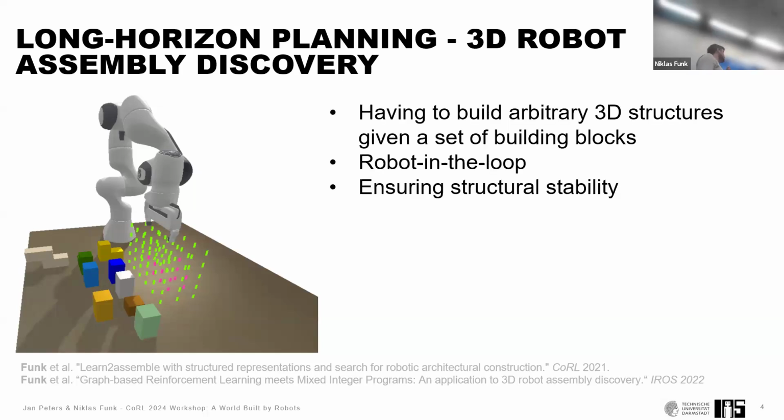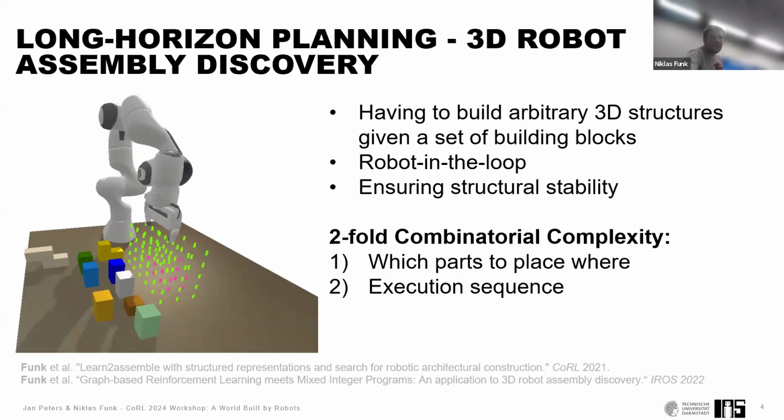The task here is having to build arbitrary 3D structures given a set of building blocks. The target structure that we want to build can come, for instance, from the designer. Then we have a set of building blocks, and now we want to find a policy that optimally combines the blocks to fulfill the desired shape as good as possible. Additionally, we want to consider the robot in the loop and ensure structural stability throughout the whole process.